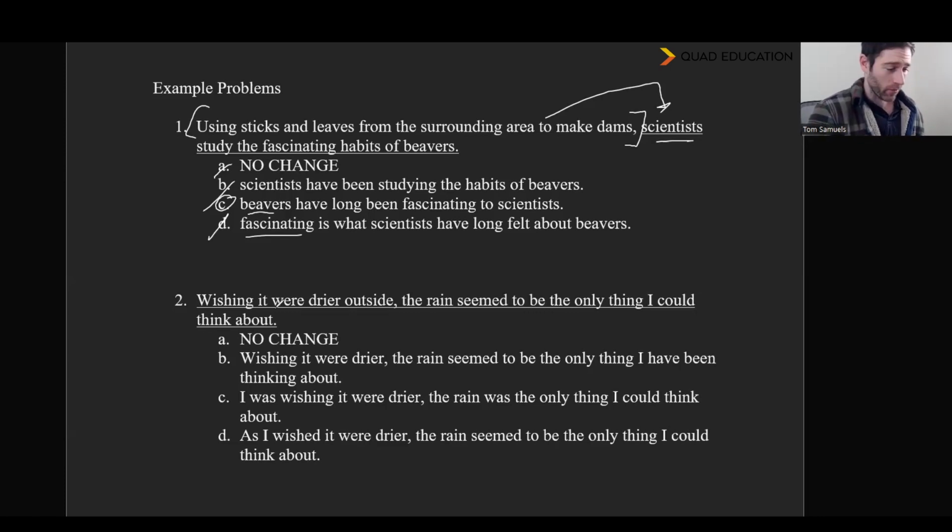Okay, then looking to our second one, and I did do one of these where it is the entire sentence that's underlined, and so it's all kind of a mess. "Wishing it were drier outside, the rain seemed to be the only thing I could think about." So here we're saying that the rain wishes that it was dry. So no, not that. So we can get rid of no change. "Wishing it were drier, the rain seemed to be the only thing." That's the same issue. The rain still wants it to be dry here, so we can say no to that.